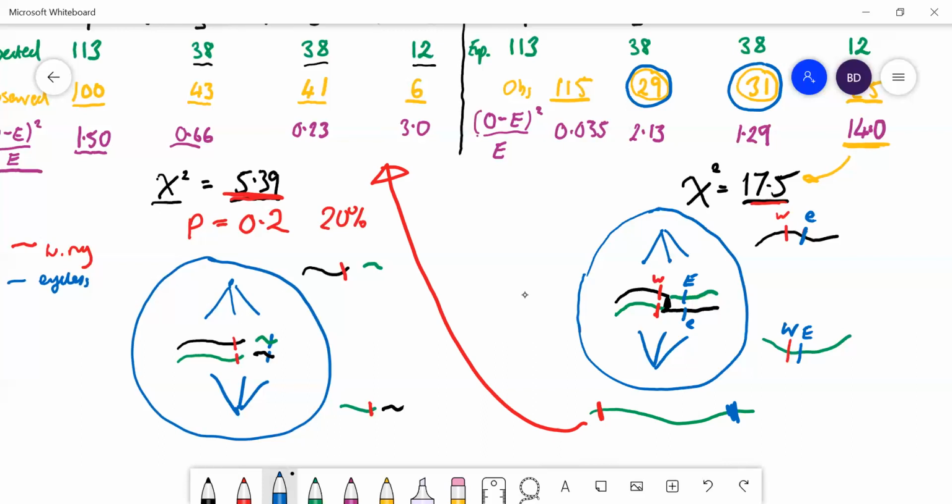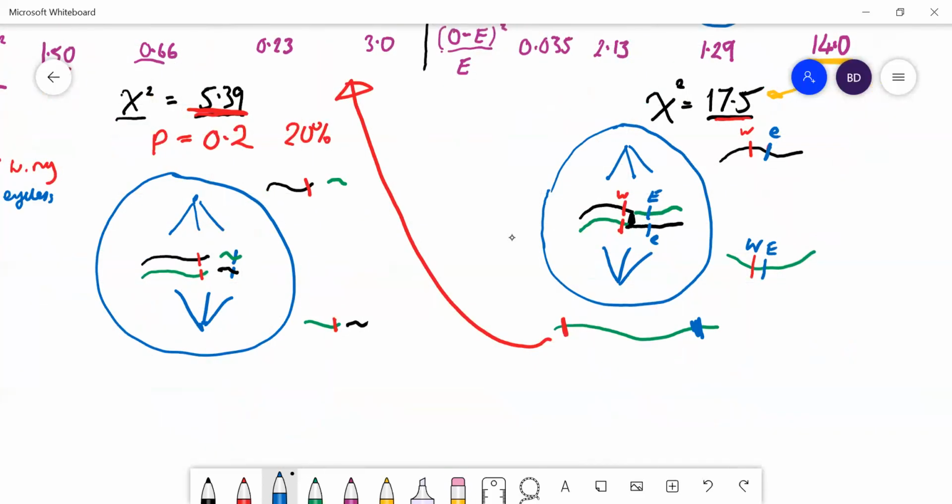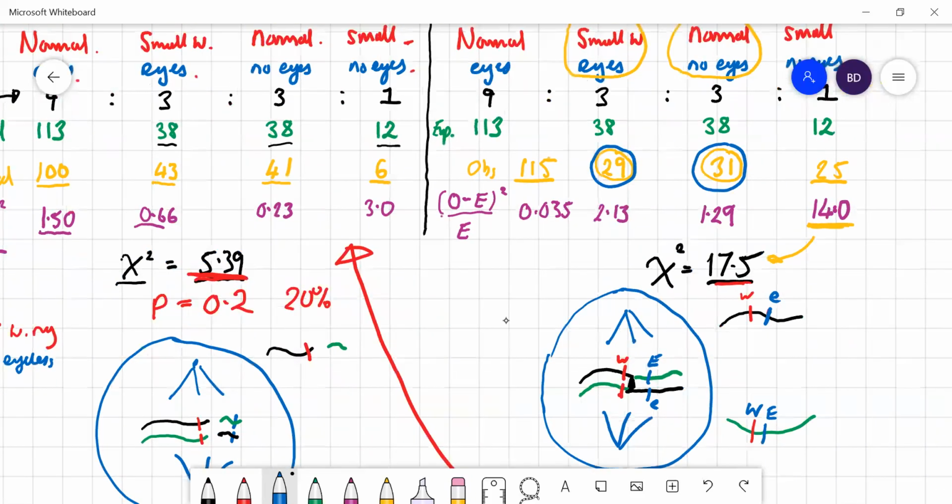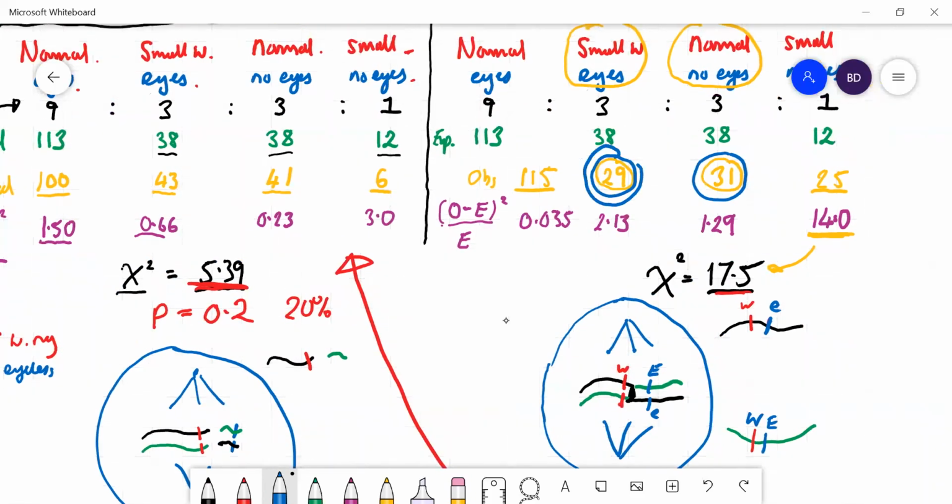As I say, if you get these sorts of results on the right, and the null hypothesis is incorrect, then you do have linkage. The genes, the W and E, would be said to be linked. Interestingly, the distance between those two genes you can work out basically by looking at the numbers of these two things. The more of these you get, the further apart they are. The less of them, the closer together.